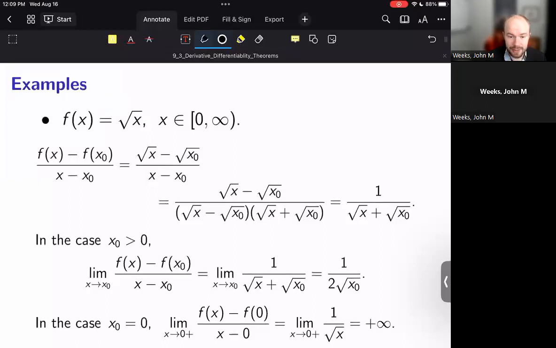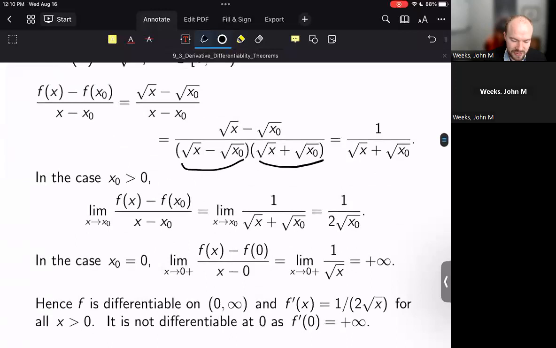Or better to say, it looks like I can actually write x minus x naught as a product of two conjugates, using a difference of squares formula. So if I go through and cancel things out, then I should be able to get what I'm needing right here. Notice that here, for example, we have to start separating out what kind of domain we're looking at for square root of x. In the case that x naught is greater than 0, this is what we end up getting: 1 over 2 square root of x naught. But in the case that x naught is equal to 0, we end up getting an infinite derivative.